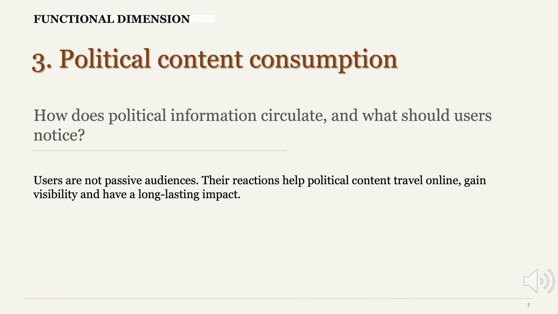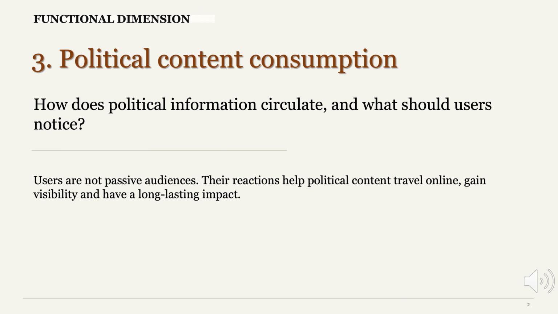The third element moves from platform mechanisms to the user's experience of political content. Once political information appears in a feed, recommendation, group, video, story, or message, users need to recognize what kind of content they are consuming and how it may influence their understanding of politics. Online political content includes campaign videos, candidate posts, public debates, memes, podcasts, political adverts, reels, stories, and messages shared by friends or groups. Users are not only exposed to political content, they interpret, react, and may circulate it further.